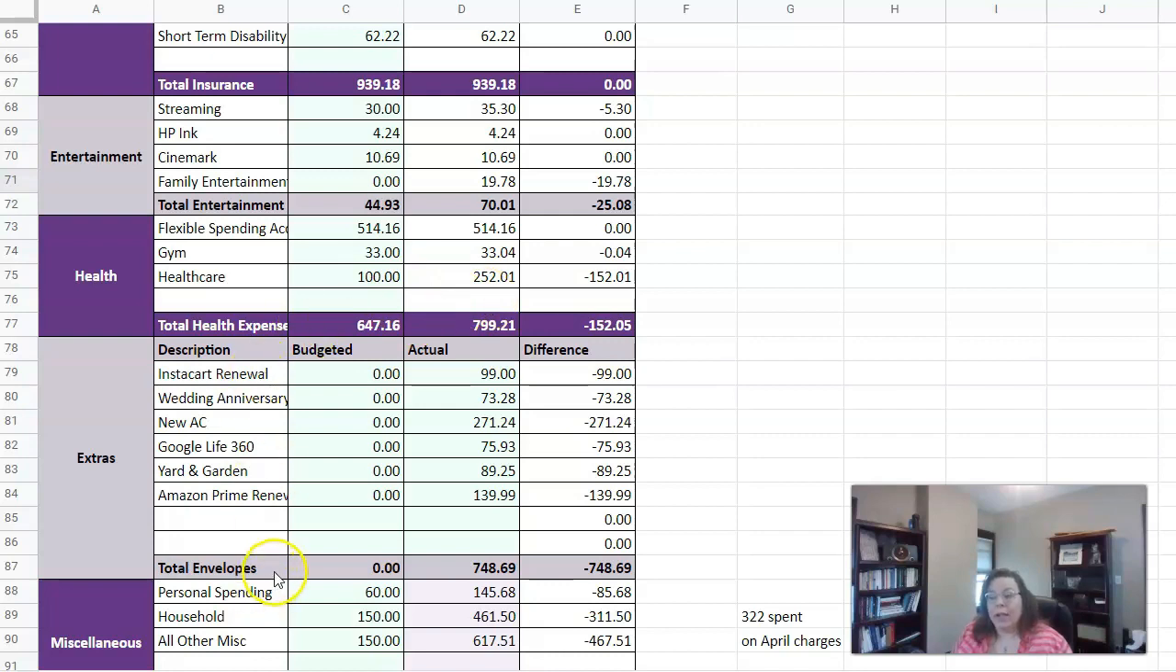In extras, we had a lot going on during the month. So let's start with, we had Instacart renewal for $99. Our wedding anniversary was in May, and we spent $73 on our wedding anniversary. New air conditioning unit. Our house has no central air, and so there's no ductwork in it. Our house was built in 1916, and it has no ductwork in it anywhere. It's on a boiler system. And so for cooling, you have to use window units instead of central air.